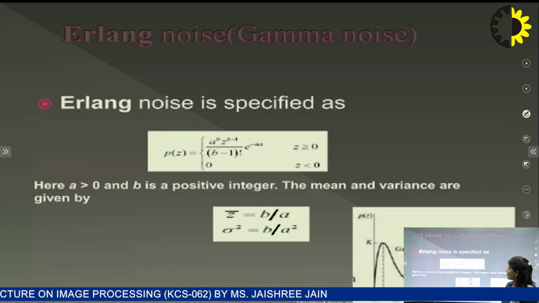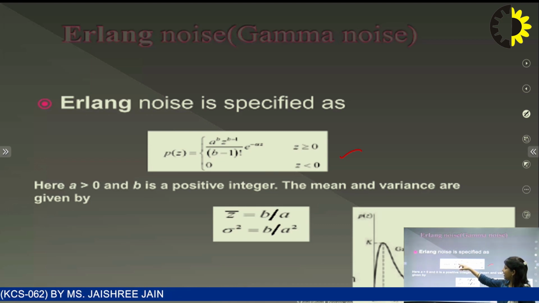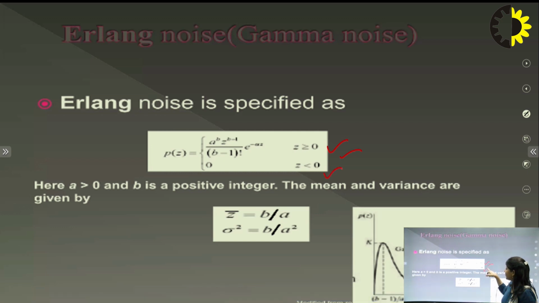Next is Erlang noise or gamma noise. This is the formula for how we can calculate the Erlang noise. Here we have the same variables a and b, but the formula changes: a raised to power b, z raised to power b minus 1 upon factorial (b minus 1), e raised to power minus a z, if z is greater than or equal to 0, and if z is less than 0, the value will be 0. The mean is b upon a, and the variance is b upon a square.